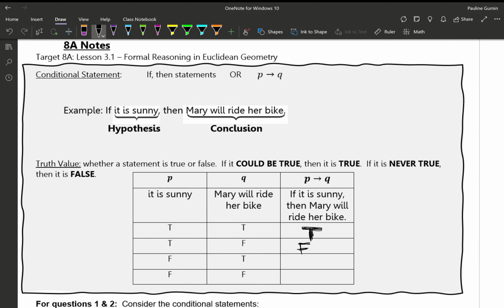If our hypothesis is false, but our conclusion ends up being true, well then our truth value is true. If both our hypothesis and conclusion are false, then, well, we end up with a true value as well.